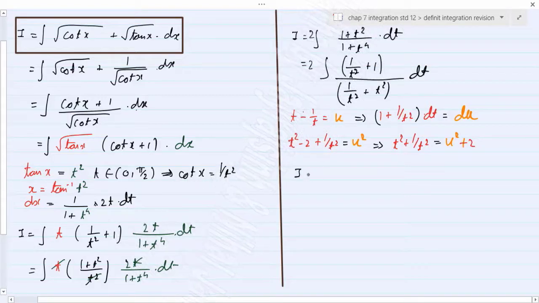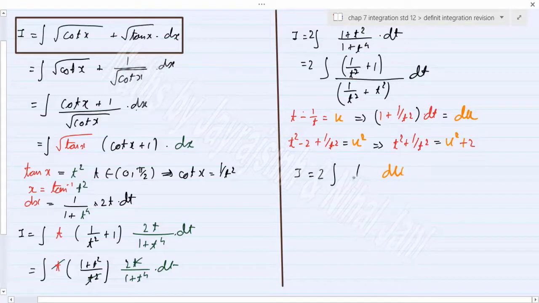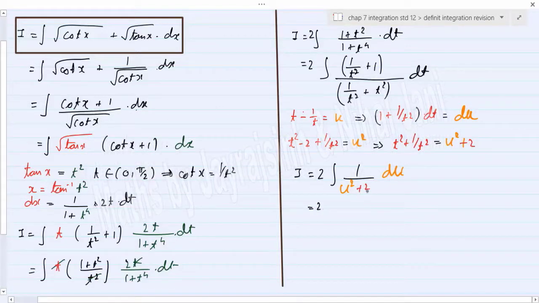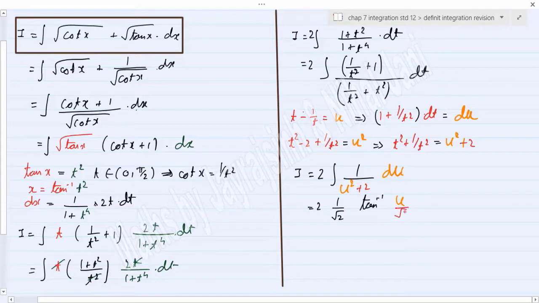Okay, so we are ready to modify our integration. 2 will be as it is. This 1 upon t square plus 1, dt will become your du, and 1 upon t square plus t square will become your u square plus 2. 2 will be as it is. Integration of 1 upon u square plus 2 is nothing but 1 upon root 2 tan inverse u by root 2 plus c. So this root 2 into 2 will become your root 2 tan inverse.